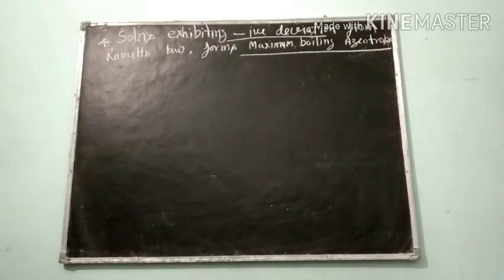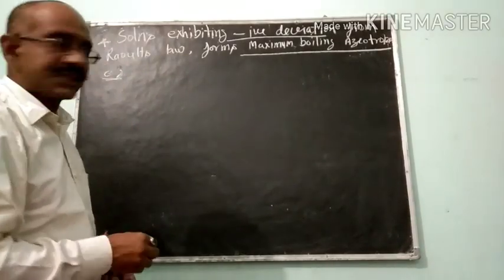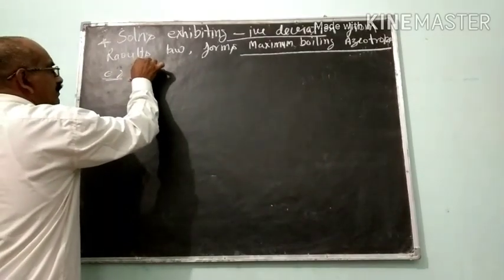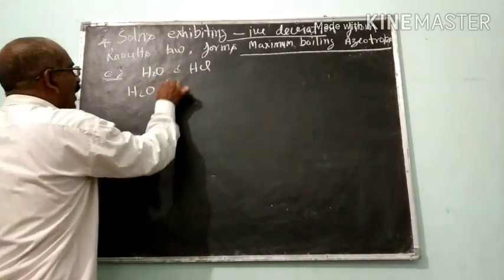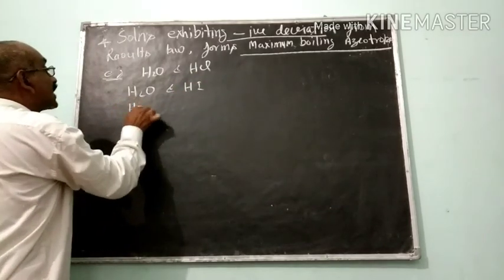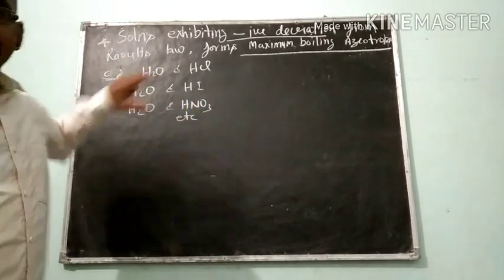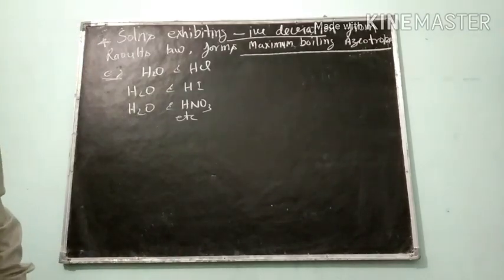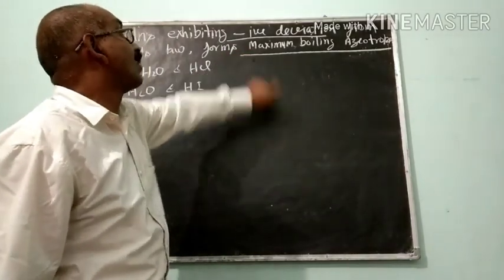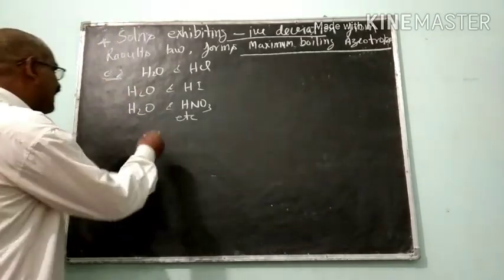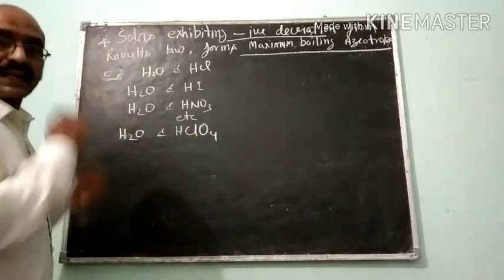नाउ वी विल डिस्कस सम एग्जांपल्स ऑफ सच टाइप ऑफ सॉल्यूशंस. So examples of such solutions which exhibits the negative deviation are, so one is H2O and HCl, H2O and HI, H2O and HNO3 etc. तो ये जो सॉल्यूशंस हैं, ये जो लिक्विड मिक्सचर हैं, दे शोज नेगेटिव डेविएशन, और इसलिए ये फॉर्म करते हैं मैक्सिमम बॉइलिंग एजियोट्रॉप. अदर एग्जांपल और हो सकता है H2O and HClO4. ऐसे बहुत सारे एग्जांपल हैं.